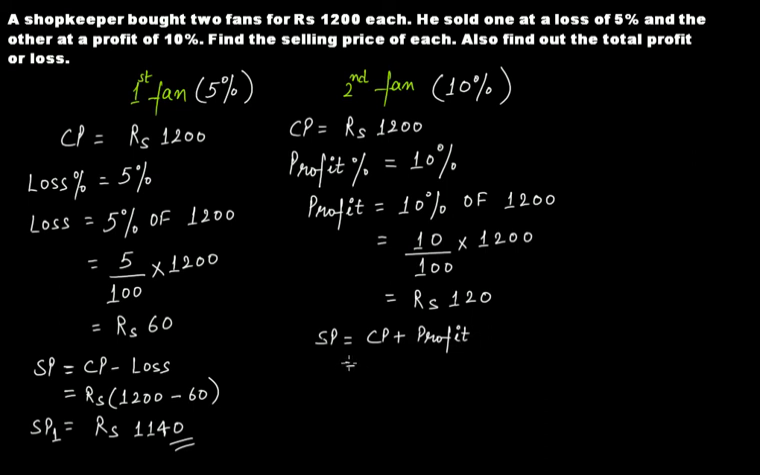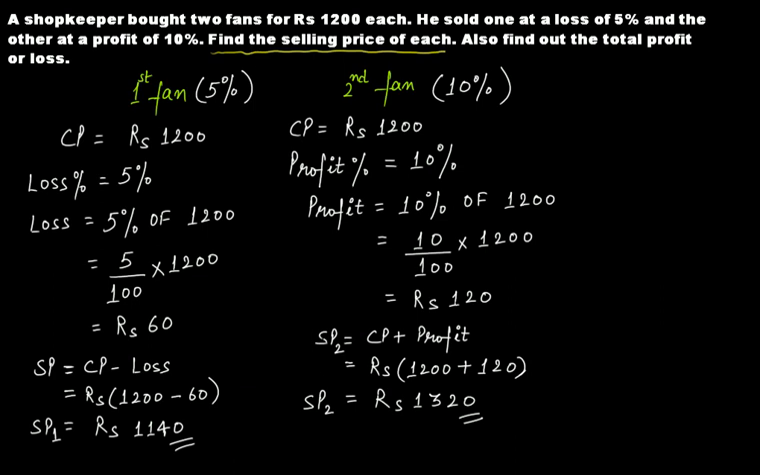So the cost price is rupees 1200, and the profit you make is 120. So your selling price, let this be SP2, the selling price of this second fan, is rupees 1320. This is the selling price of this one, right? So we have solved this first part. The second part asks, also find out the total profit or loss. Now you have to calculate the total profit or loss.